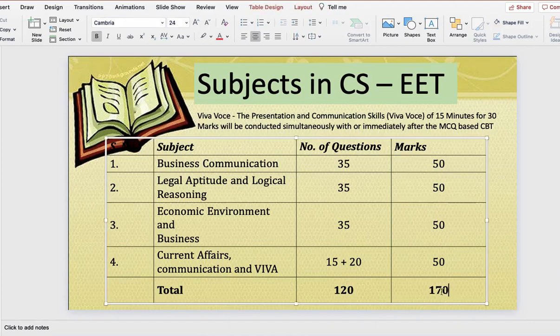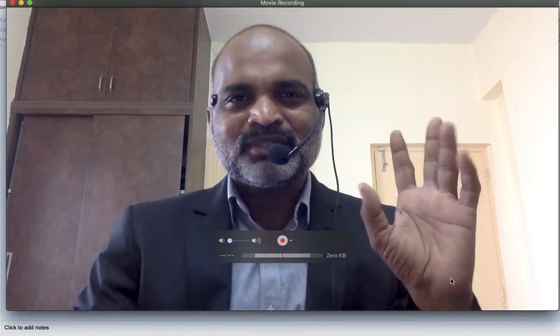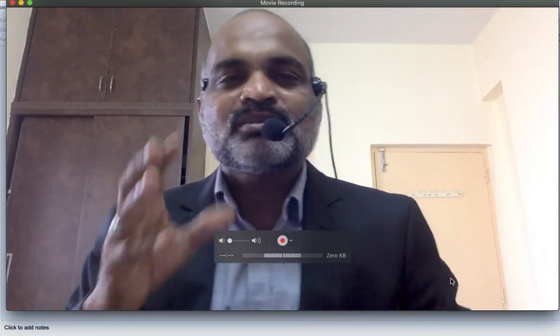The total here has to be 200 marks. You understood now? So there are 4 subjects. The first subject is business communication. Half of the business communication is English, and the other half is basically normal communication in the organization. Then next we have legal aptitude, that is nothing but law, and logical reasoning.